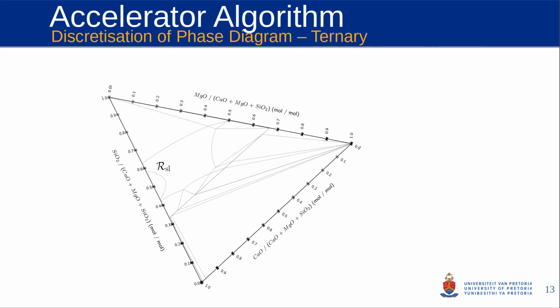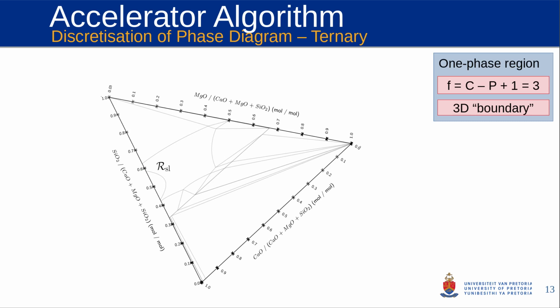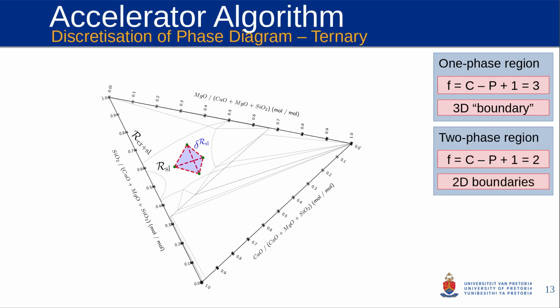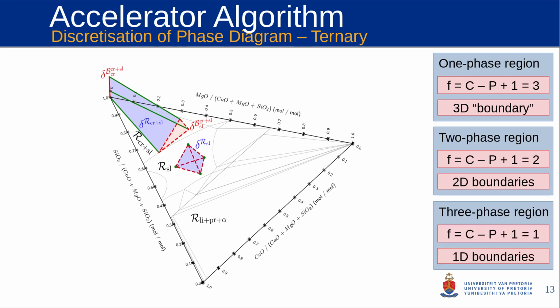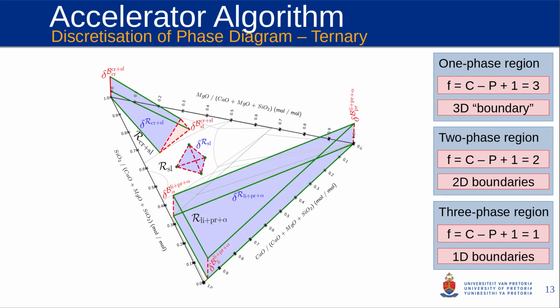In a ternary system, we can look at the one-phase region. The degrees of freedom is equal to 3, so it's a 3D volume or 3D boundary. If we look at the two-phase region, the degrees of freedom is equal to 2, so we have 2D phase region boundaries. And the three-phase region, the degrees of freedom is equal to 1, meaning that we have one-dimensional boundaries.